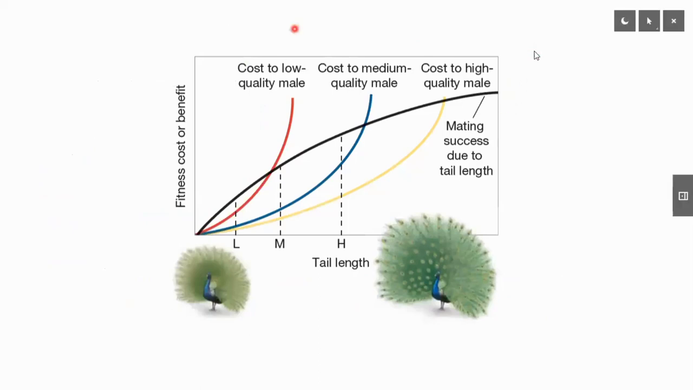Okay, here there are three individuals, one with low, medium, and high fitness. This individual has a small train, these are the tail feathers, the beautiful feathers of a peacock. And this individual has a huge, long, large, robust tail, with different eye-shaped patterns. So a female would definitely be attracted.